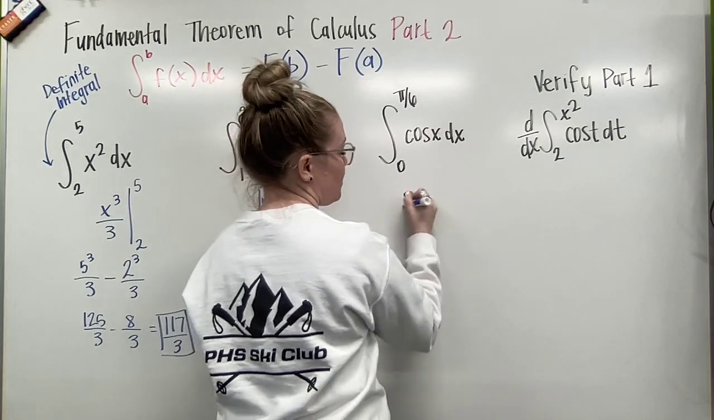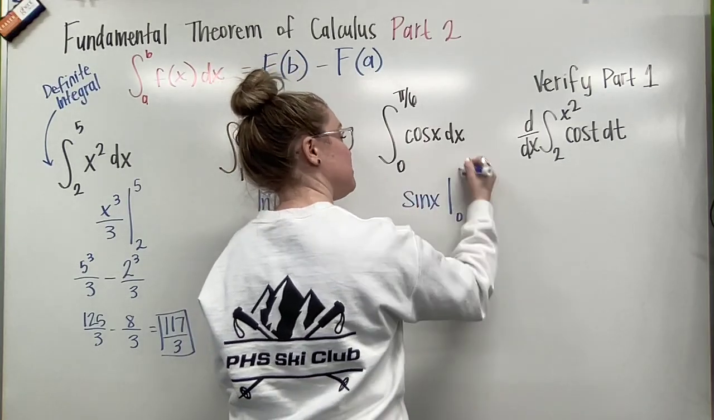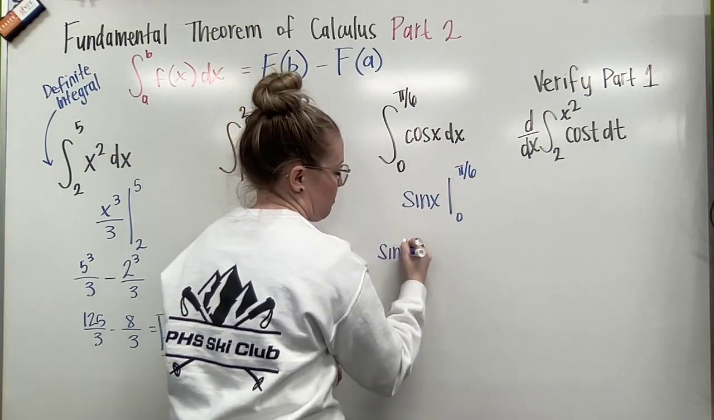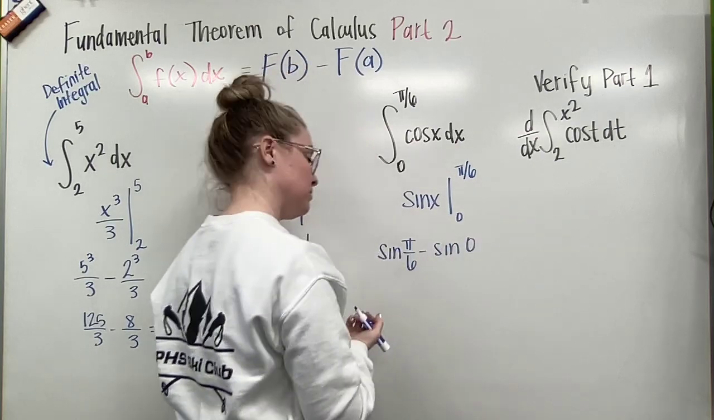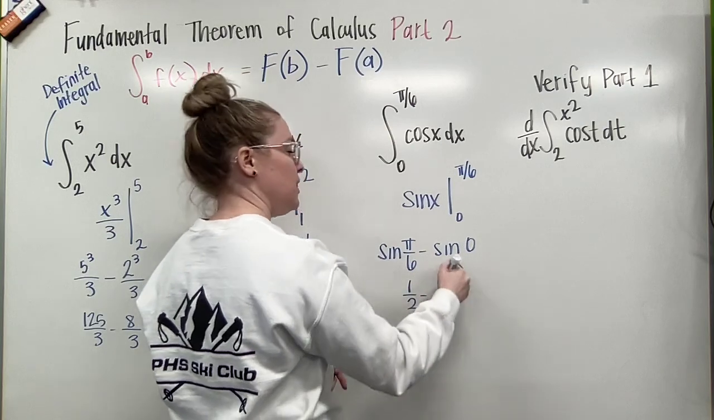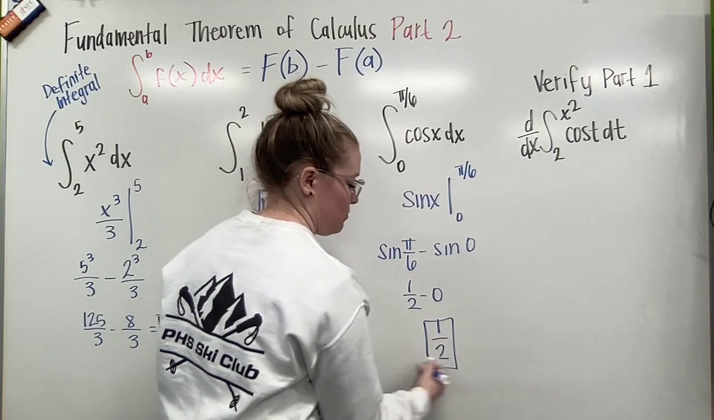The antiderivative of cosine is sine of x, and we're going to evaluate that from 0 to pi over 6. So I'm going to plug in my pi over 6, and I'm going to subtract my sine of 0. The sine of pi over 6 is 1/2. Sine of 0 is 0, so this solution is 1/2.